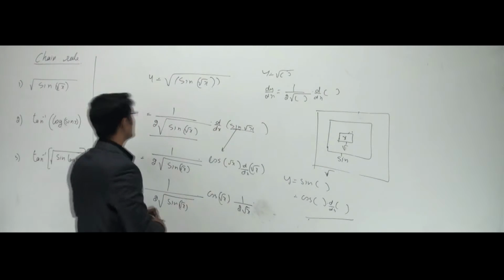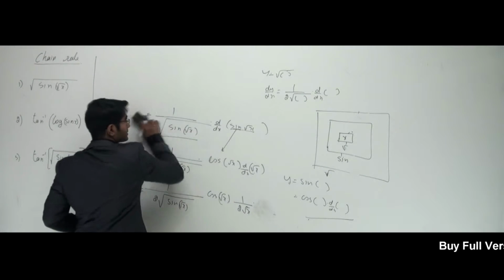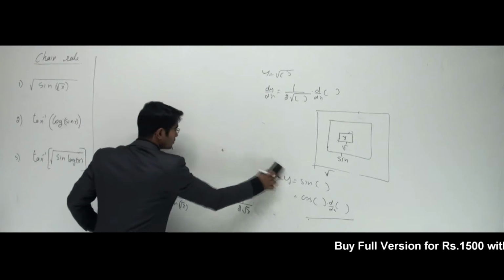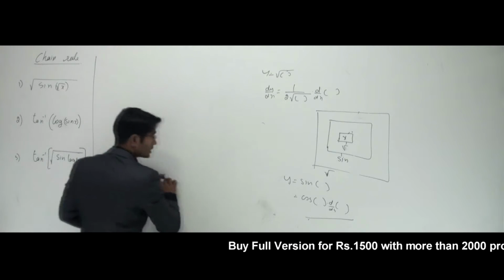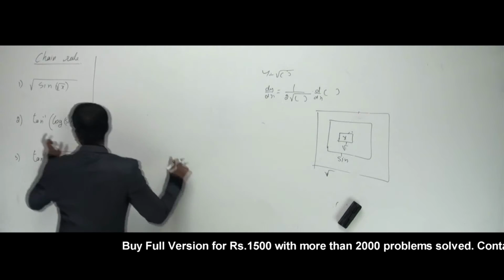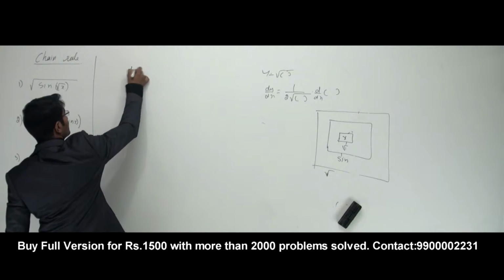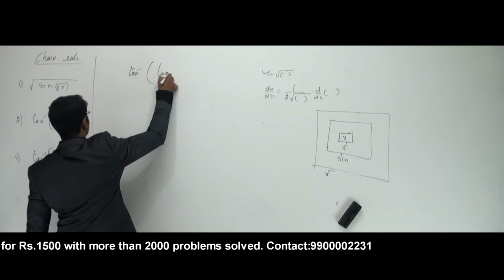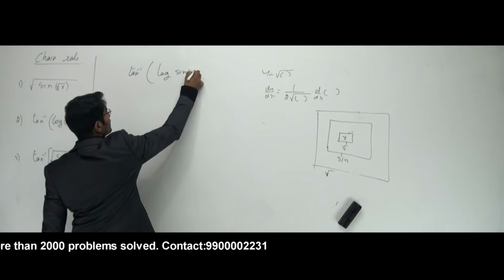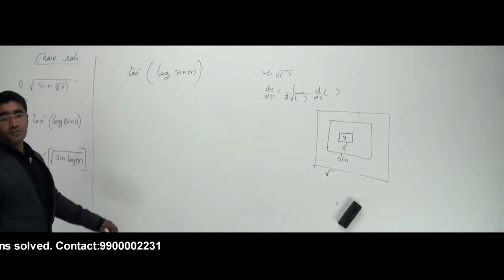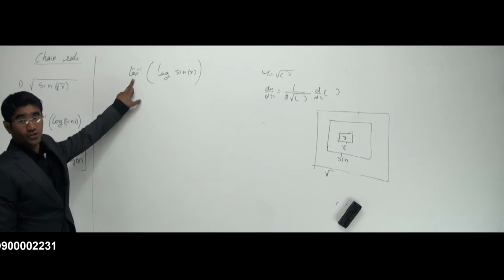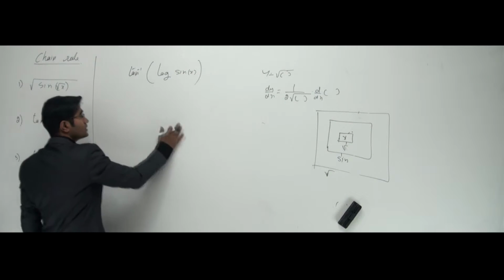Now let's try working with the second problem and connect this. Identify which is the outermost function and start differentiating that. All right, so let's go ahead. That is tan inverse of log of sine x. Now look at that. So who's the outermost function? I can see it is tan inverse. So how do you differentiate tan inverse?